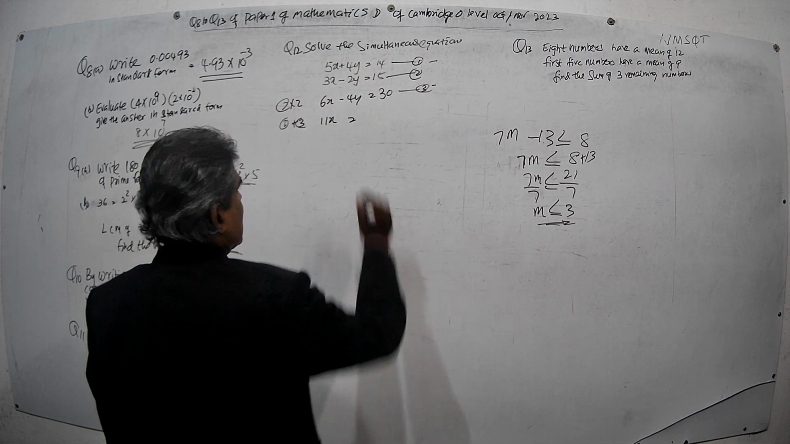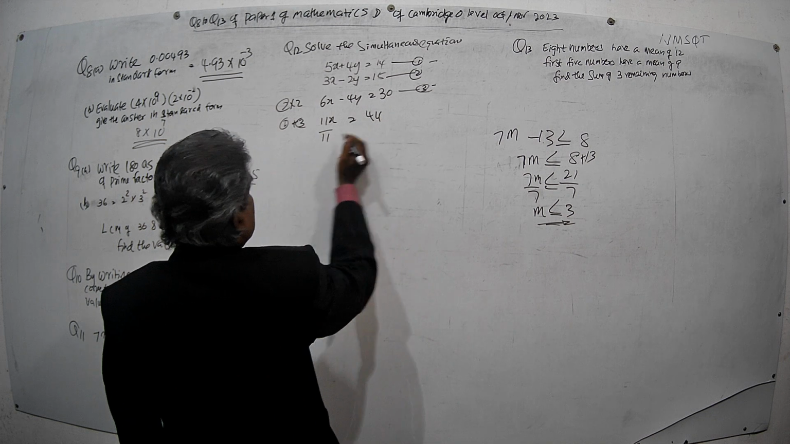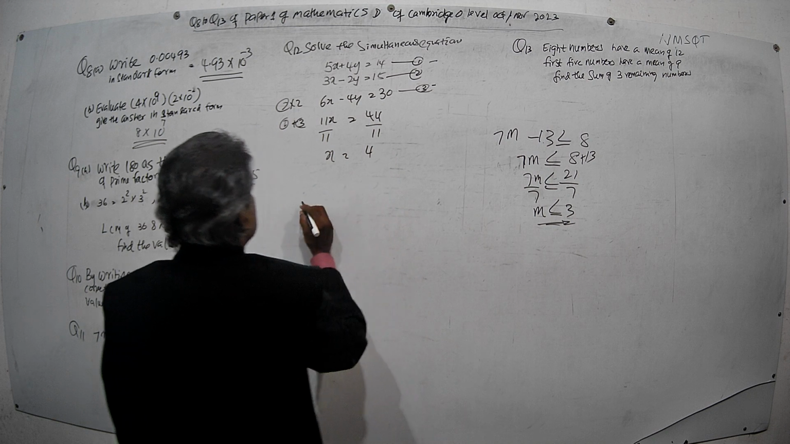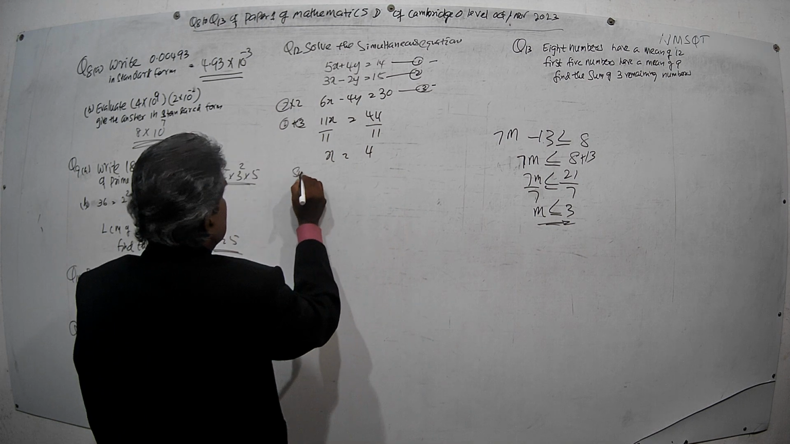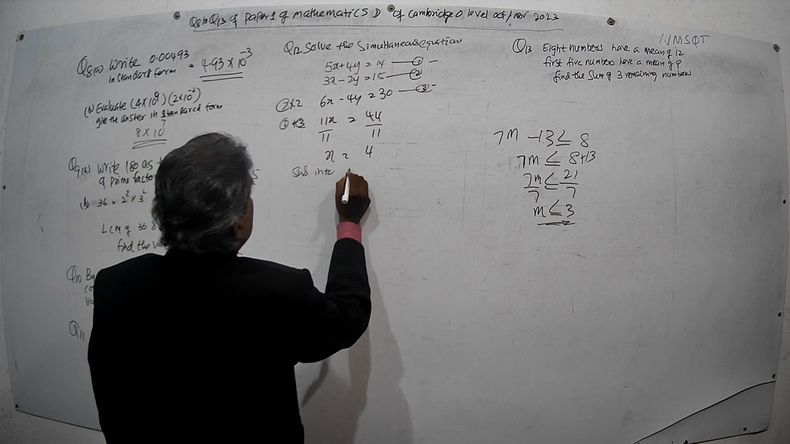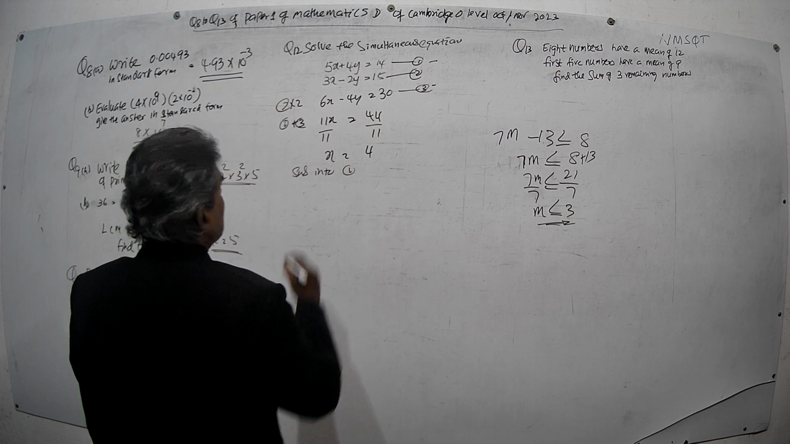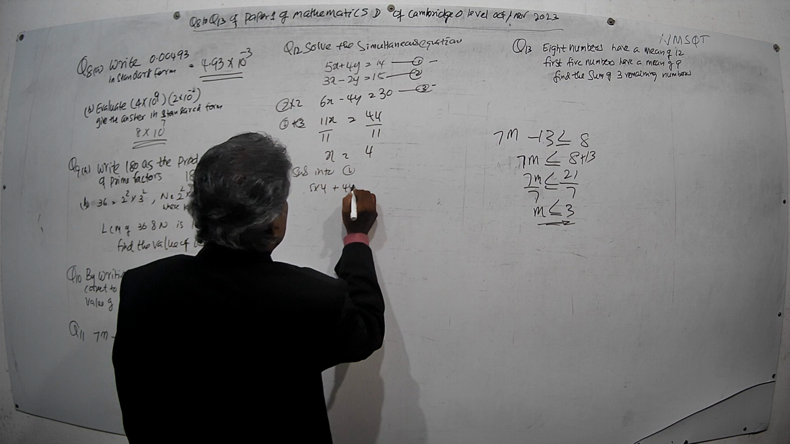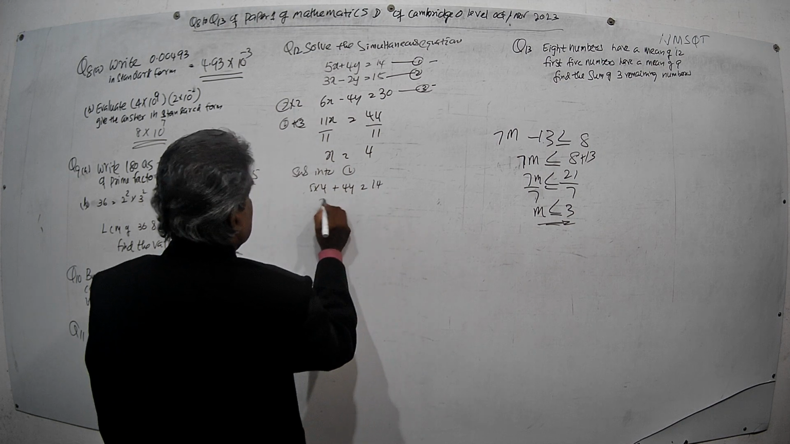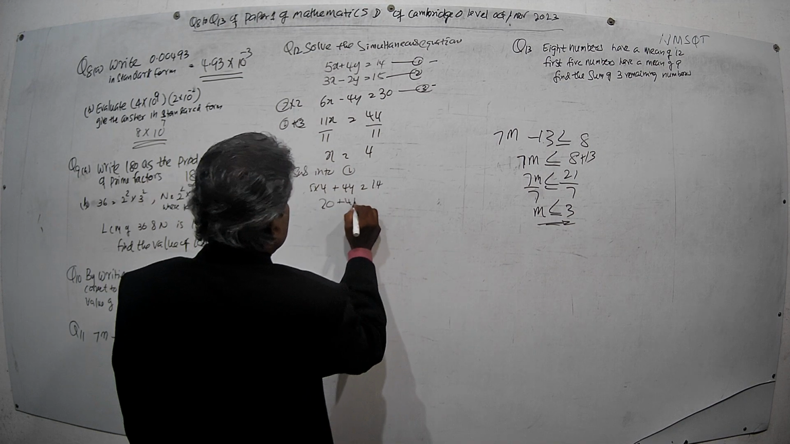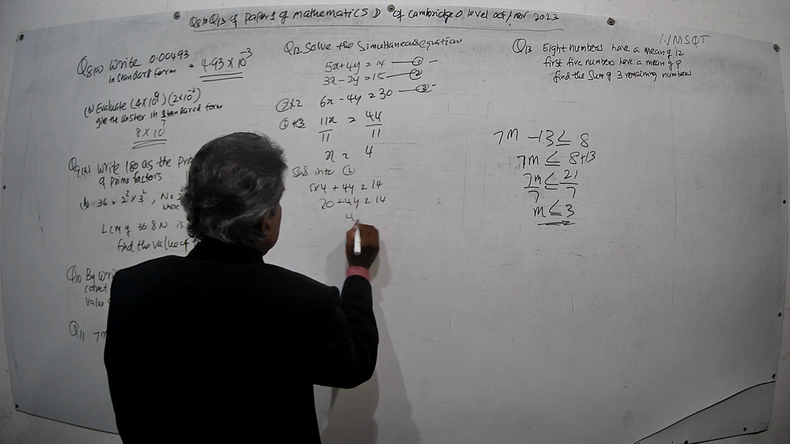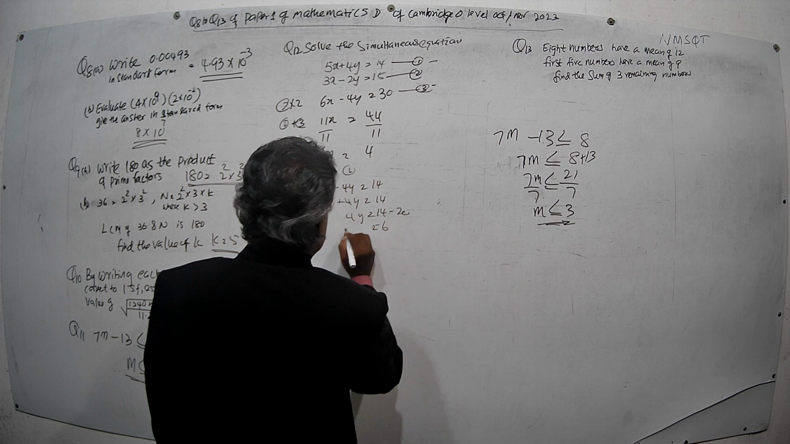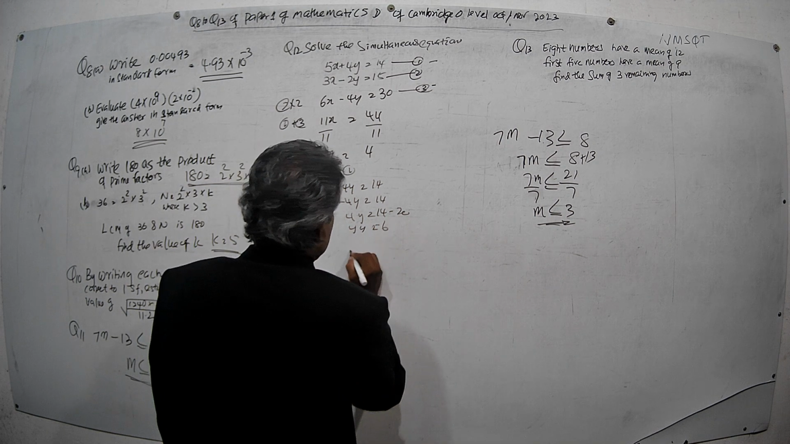14 plus 30 is 44. Then divide both sides by 11 to make x the subject. Then you get how much? 4. Then x equals 4. Then substituting into equation 1, we will put 5 into 4 plus 4 into y equals 14. 20 here, 20 plus 4y equals 14. Take 20 to the other side, then it will be how much? 14 minus 20. This is minus 6. Then 4y equals minus 6.